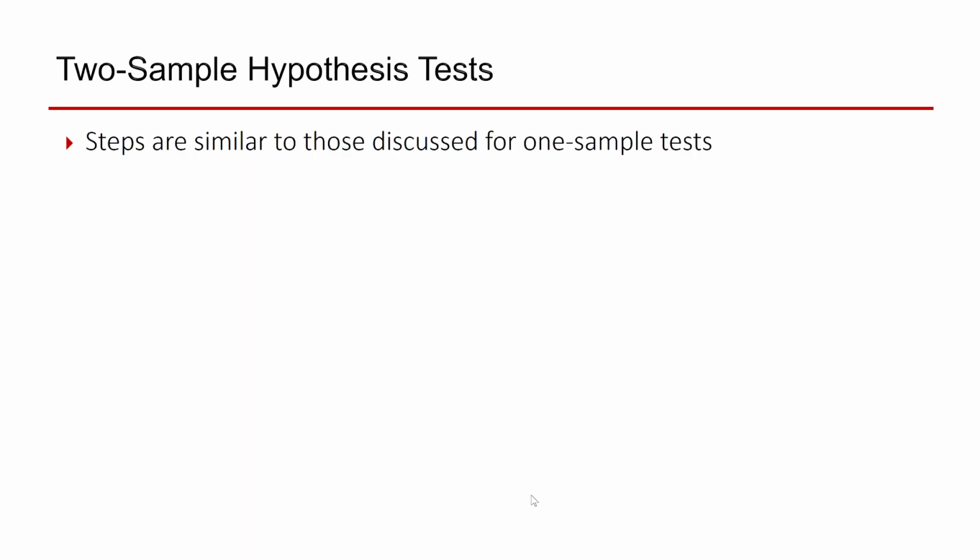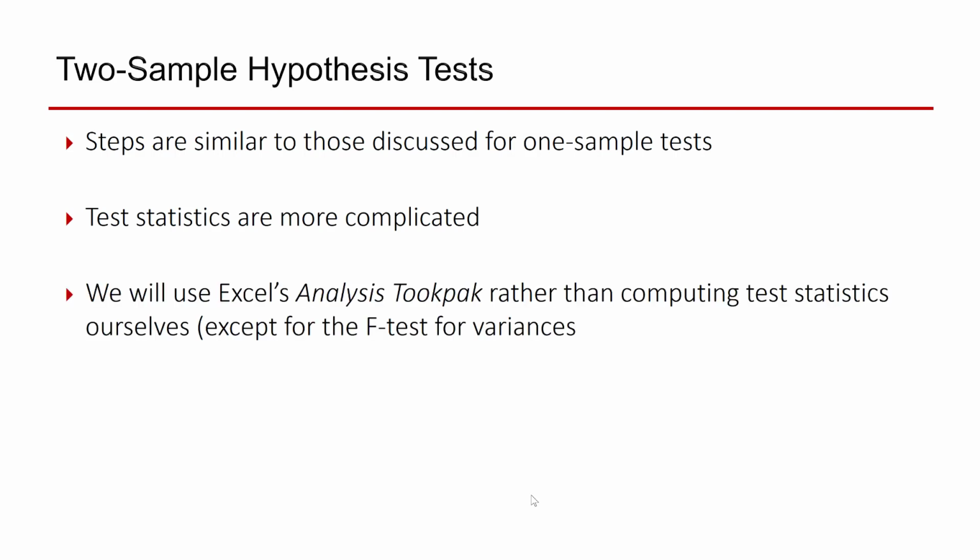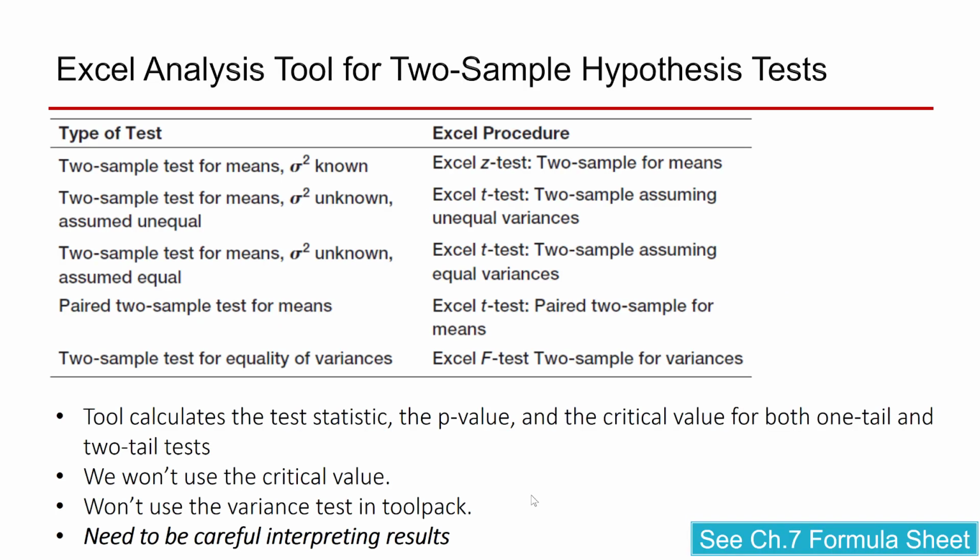Steps are similar to those discussed for the one sample test. However, the test statistics in general are more complicated. And so we're going to use Excel's analysis toolpack rather than computing test statistics ourselves, except in the case of the F-test for variances. So the tool will calculate the test statistic, the p-value, and the critical value for both one-tail and two-tail tests. We are not going to use the critical value, even though it gives you the critical value. That's a very old-fashioned way to do hypothesis testing. It's much better to report the p-value, so you know how much evidence you have against your null.